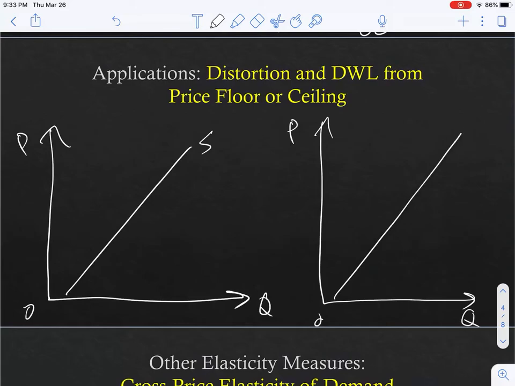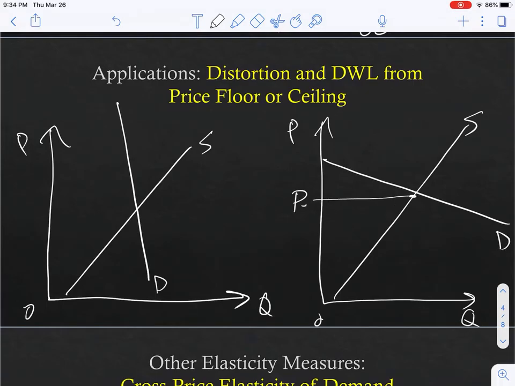So we'll use roughly the same kind of supply curve in both graphs, and in one we'll have a very inelastic demand curve, and in the other one we'll have a much more elastic demand curve. So we'll identify our initial point of equilibrium. And now we're going to impose, should we do price ceiling or price floor? Let's do a price ceiling.